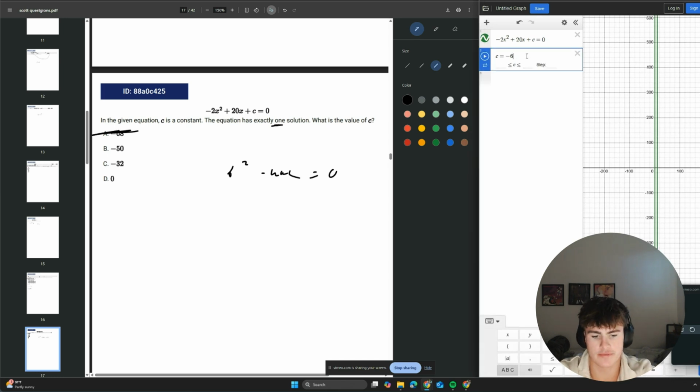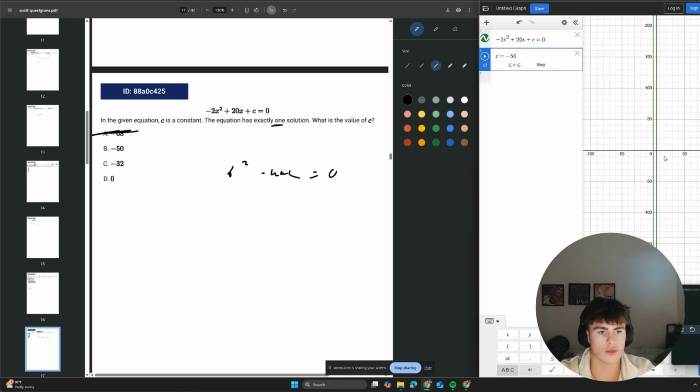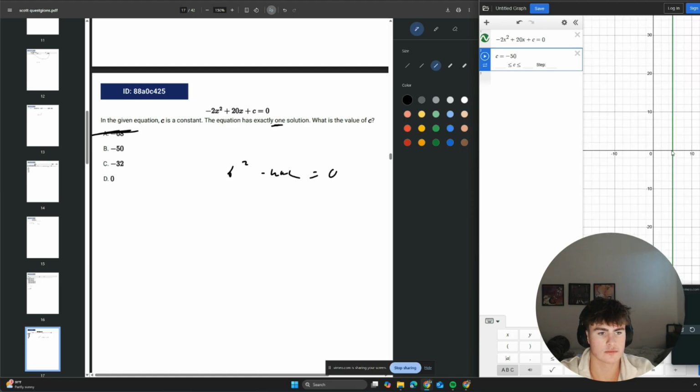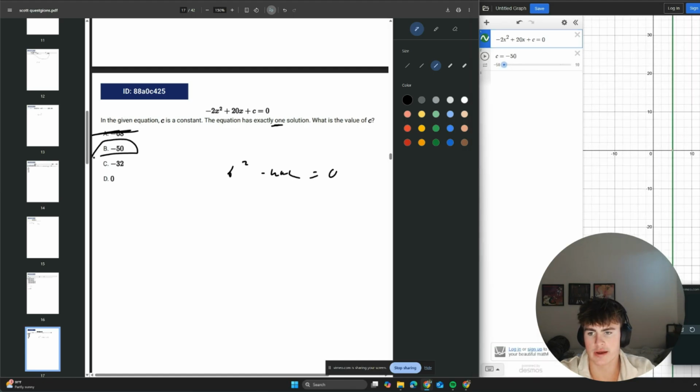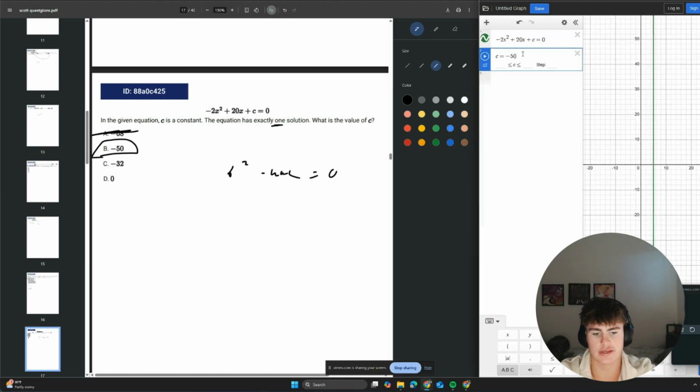Now we have negative 50. Oh, it looks like 1 to me. I don't know. What do you think, guys? B? I'm going to try C just to make sure. 2 solutions, wrong. 2 solutions, wrong, so it's going to be B.